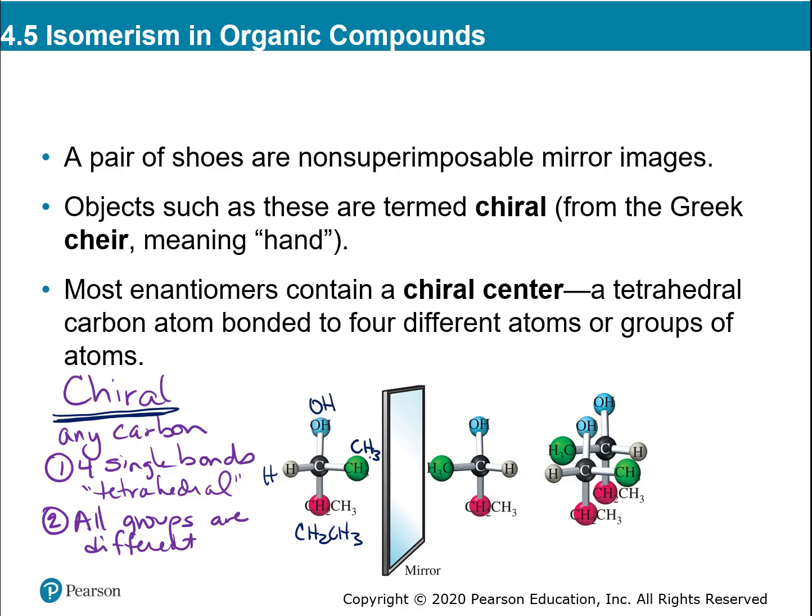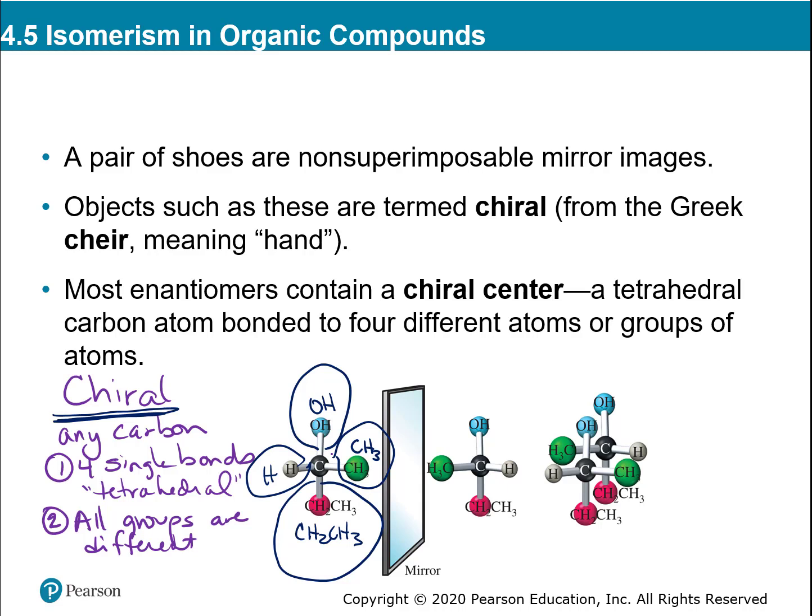Now some students look at this and they go, well, there's a carbon below and a carbon to the right. Why isn't that the same? But what you have to remember is OH, that's a group. Hydrogen, that's a group. This whole thing below the carbon is a CH2CH3, and that is different from a CH3 that's to the right. So it's everything above, below, to the left and the right of the carbon with 4 single bonds. They all have to be different. That's how you know if something is chiral.